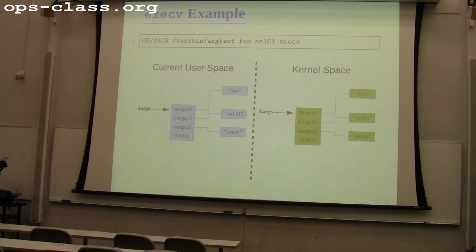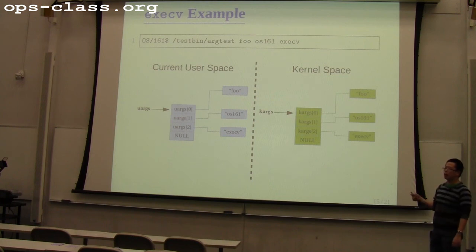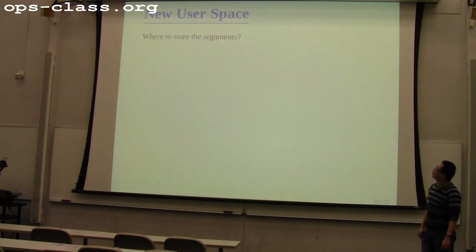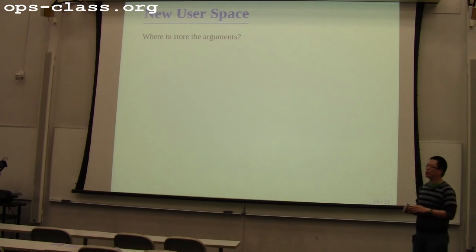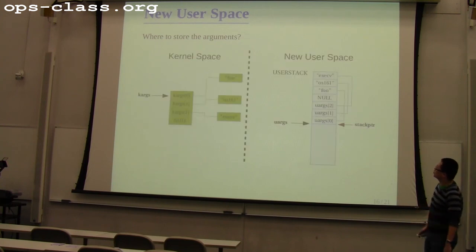So after you have already copied all the arguments to the kernel space, now you can just totally forget about them. So now you know all the arguments are correct. Then you do all the stuff like load elf and as create and all that. So before you call enter user mode or enter user process, you need to copy the arguments from kernel space out to the user space.